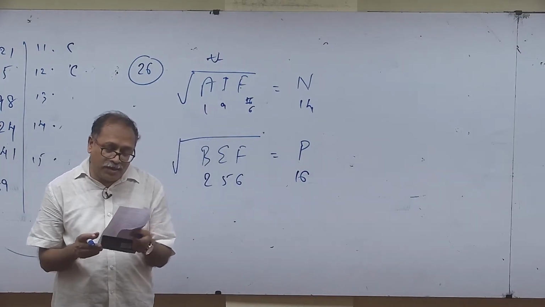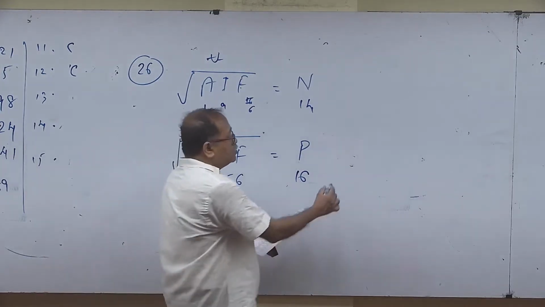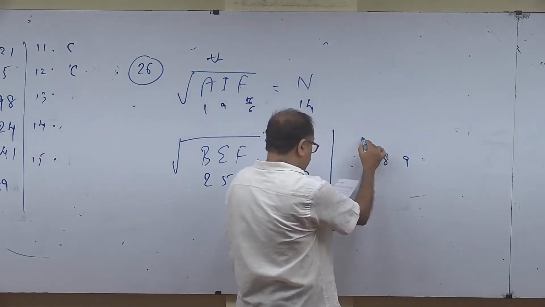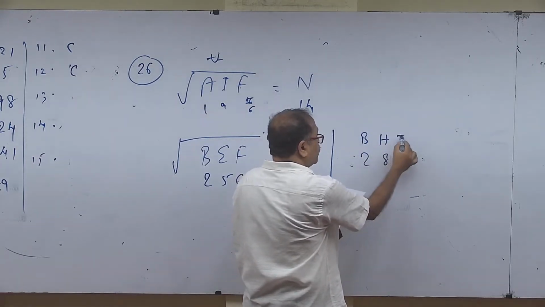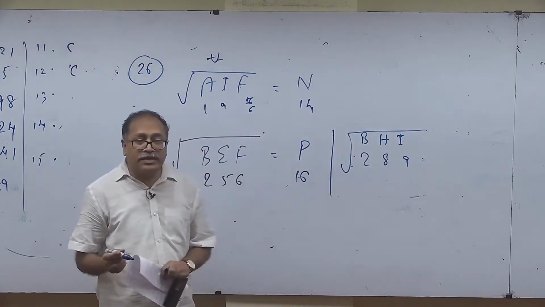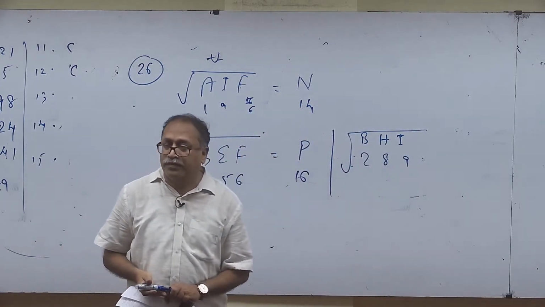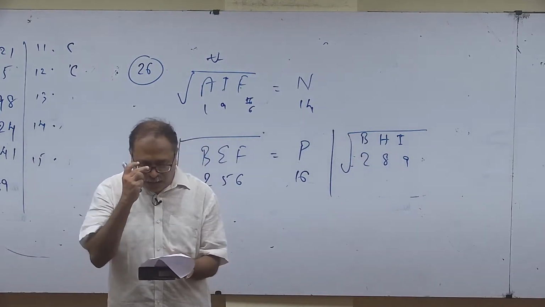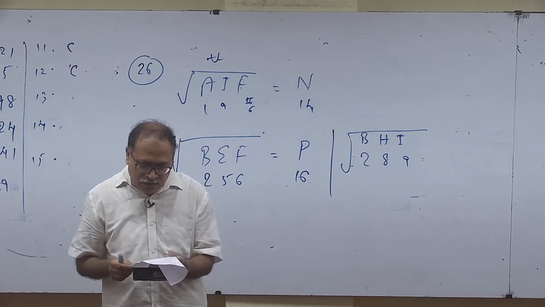Then what should be over here? B is 2, 8 and 9, that is B, H and I, square root, right? So 17, and the 17th letter is Q. Do we have Q? Okay. With the next, I am sure you will be able to do that.